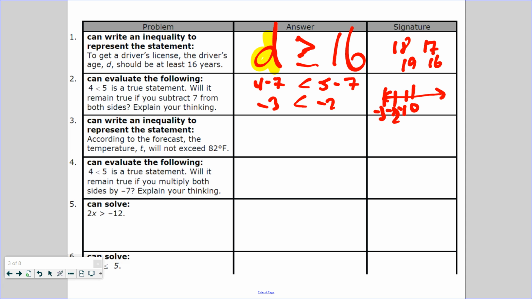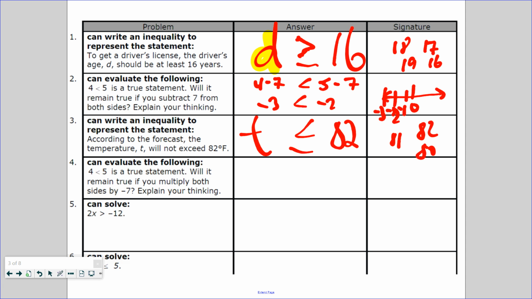Next one. Can you write an inequality to represent the statement? According to the forecast, the temperature T will not exceed 82. It cannot exceed, cannot be higher than 82 degrees. But it could be 82 degrees. It could be 81. It could be 80. So what can you tell me with these temperatures? They're equal to 82 or less than. Temperature is less than or equal to 82.